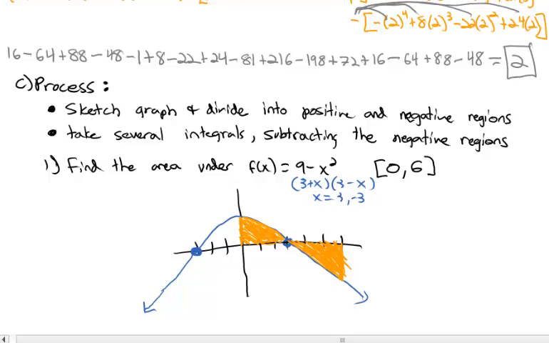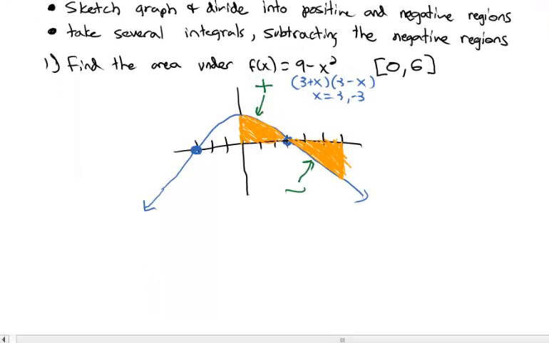And what you notice right away is that the left part is above the x-axis and is positive. The right part is below the x-axis. It is negative. So that means we're going to have the first integral positive, the second integral negative. So we're going to integrate from 0 to 3, and then from 3 to 6. So 0 to 3 of 9 minus x squared dx. And then we're going to subtract, because it's negative, the integral from 3 to 6 of our same function, 9 minus x squared dx.